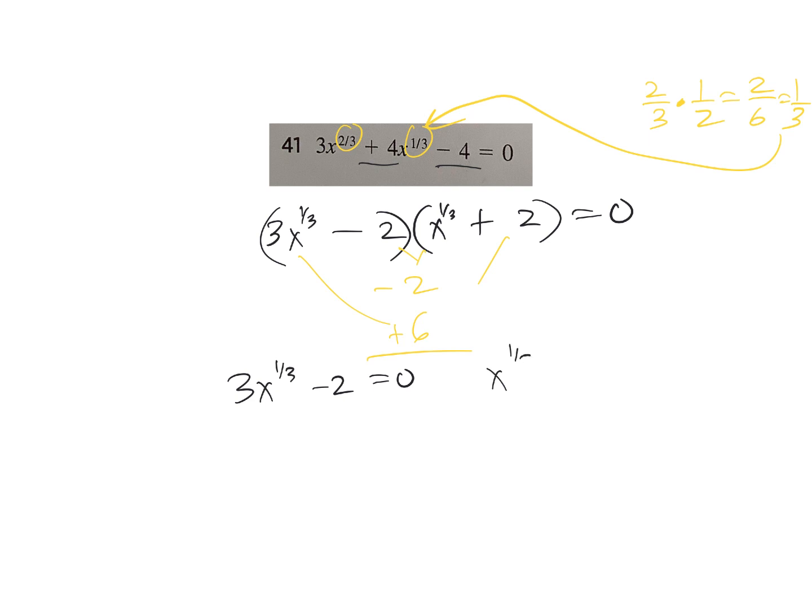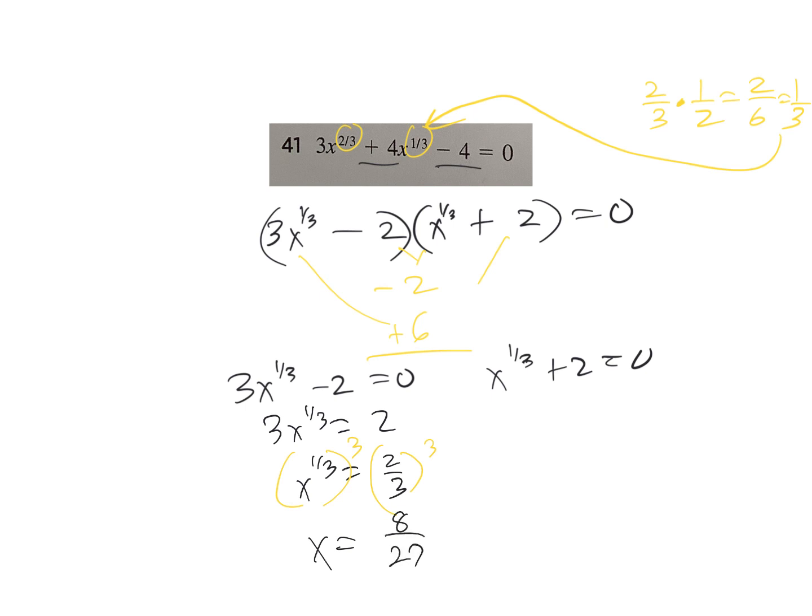So x to the 1/3 plus 2 equals 0. And now you need to get your x's by itself. So 3x to the 1/3 equals 2. X to the 1/3 equals 2/3. And if we cube that, we get rid of the cube root. And that's x equals 8 over 27.